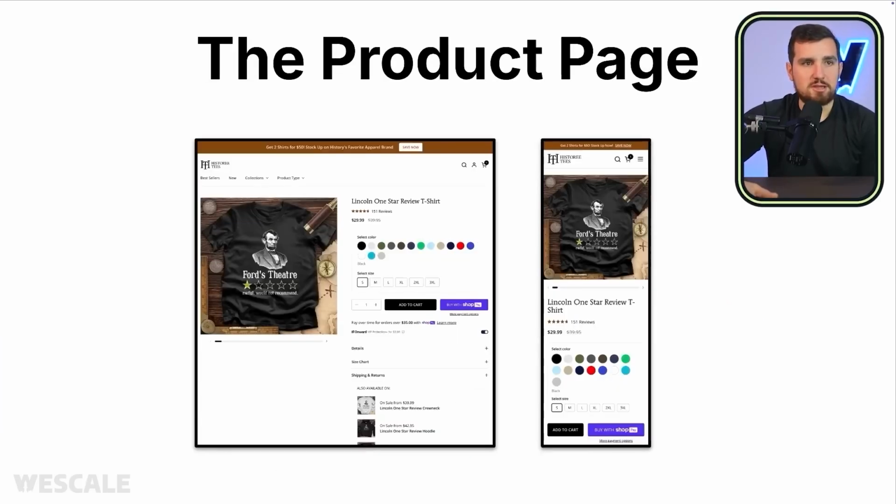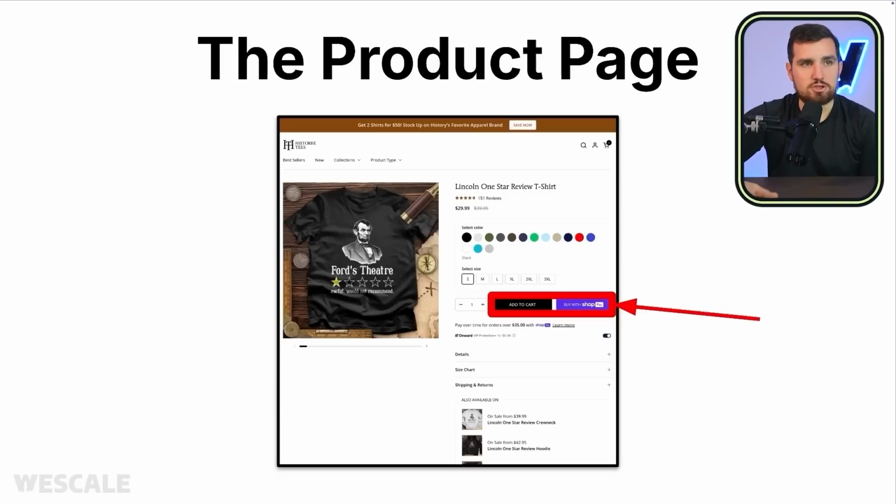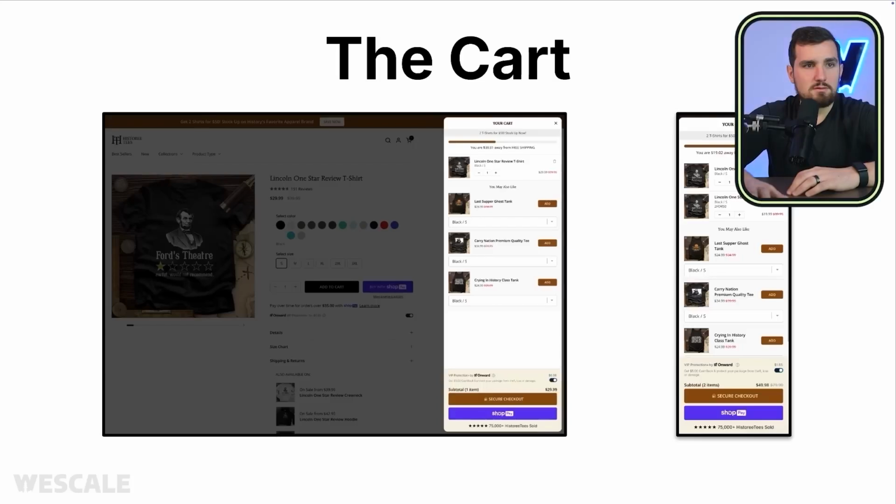Then on the product page, the goal is to show people the information that they need in order to click the add to cart button. That's the fundamental goal of this page. And you can experiment with the Shop Pay button. You can experiment with turning that off and having what's it called? The quick checkout options. That's one lever that you can play with to improve the add to cart rate.